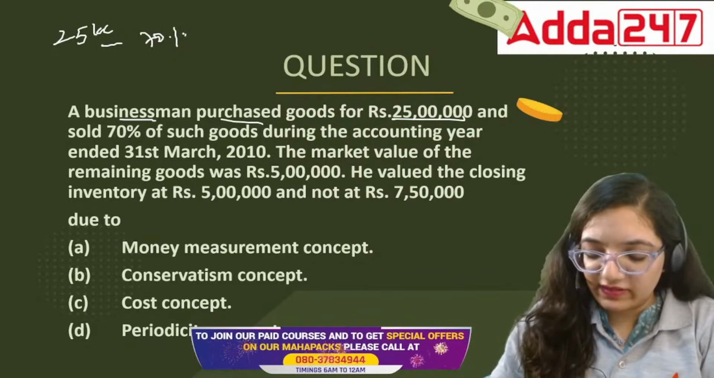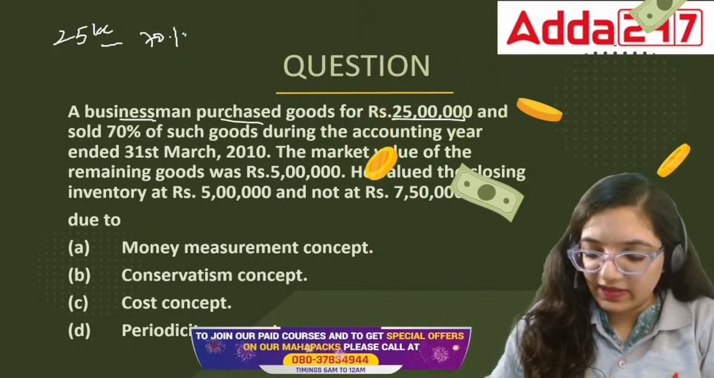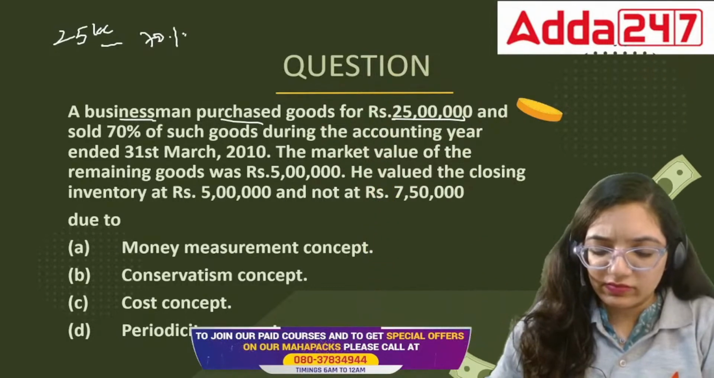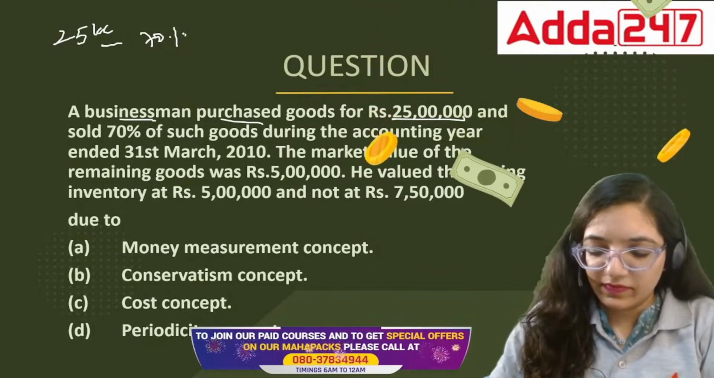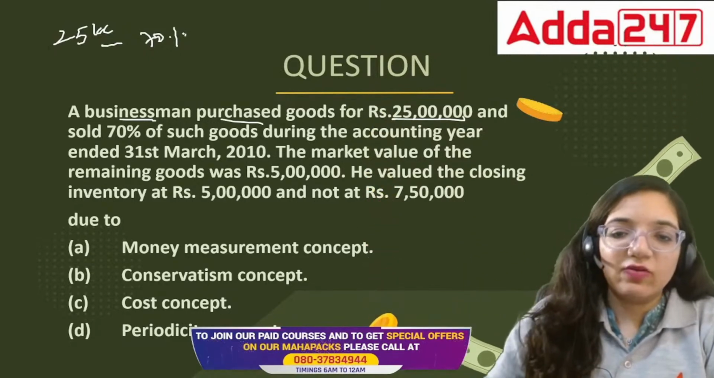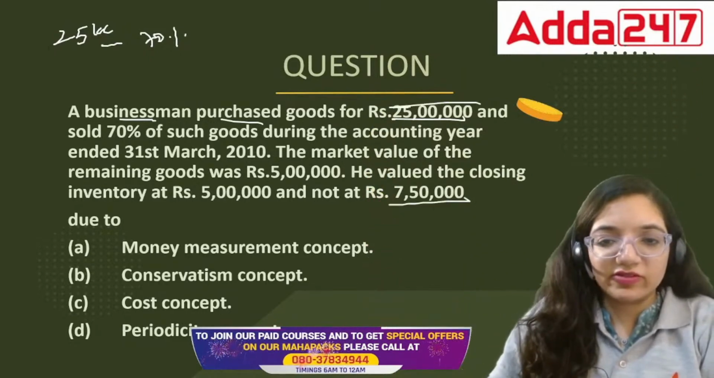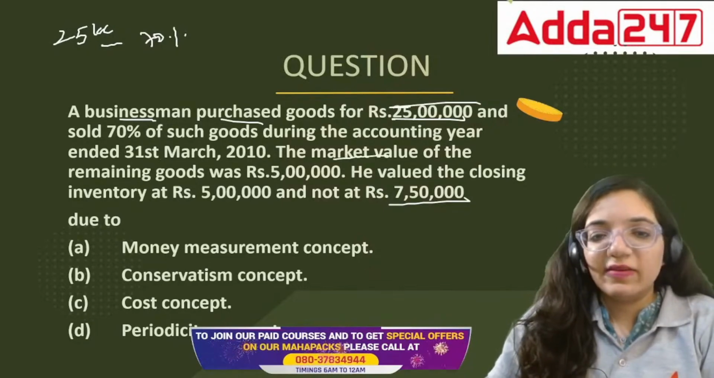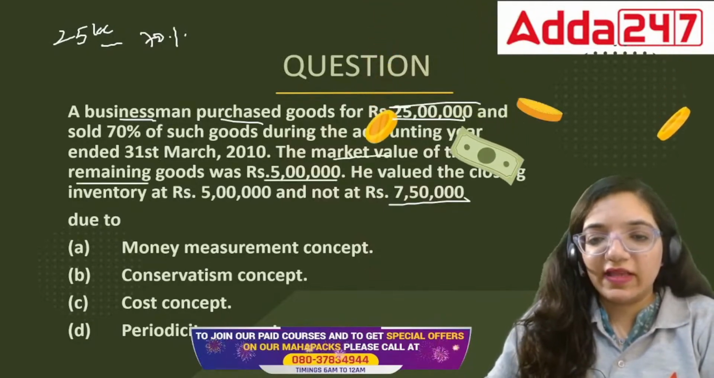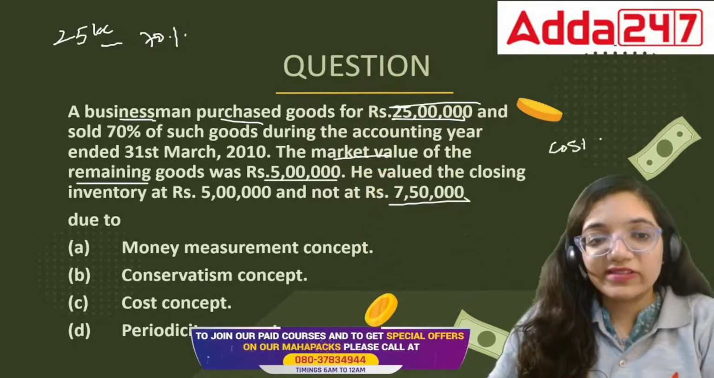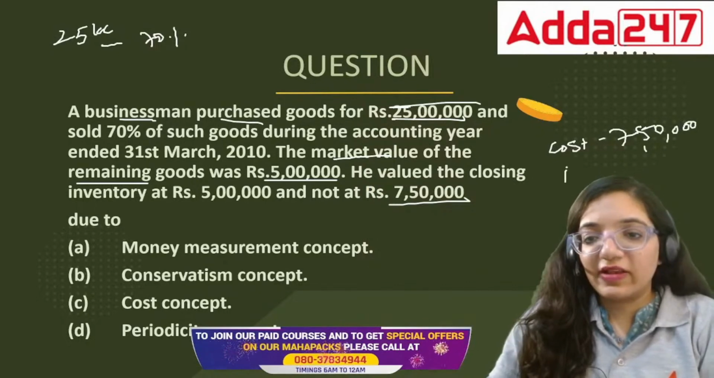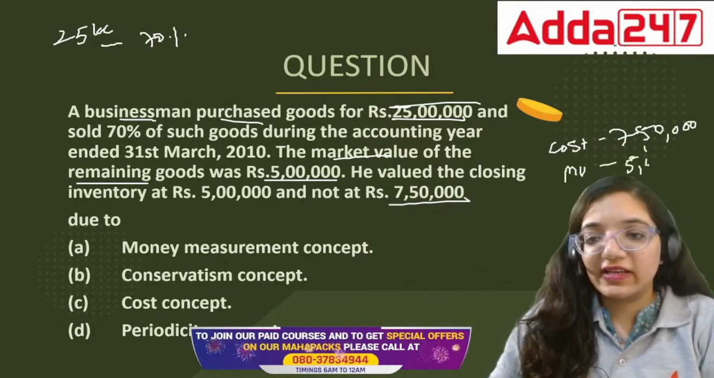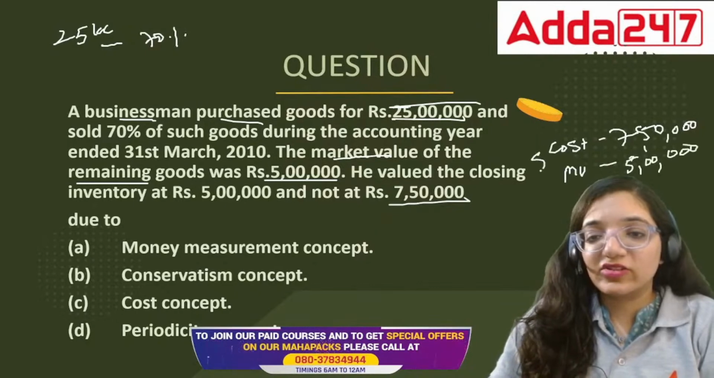We are left with 30%, है ना? 25 lakh minus 70%, we're left with 7,50,000. The value of the goods is actually 7,50,000. Then they said the market value of the remaining is 5 lakh. That means the cost was 7,50,000, but the market value, the realizable value today, has declined. There is a clear-cut loss, isn't it?